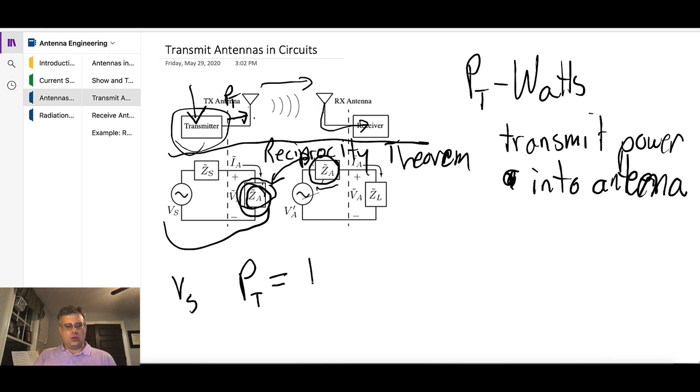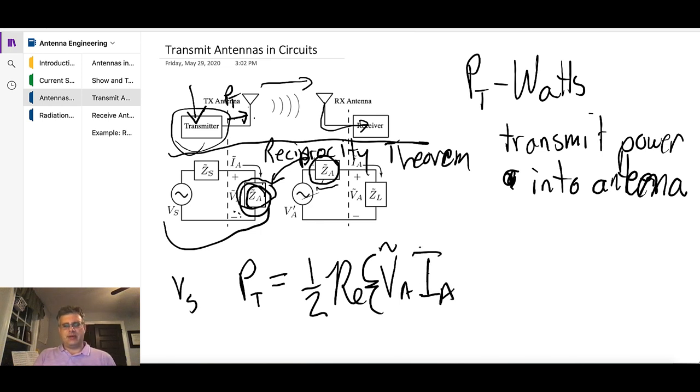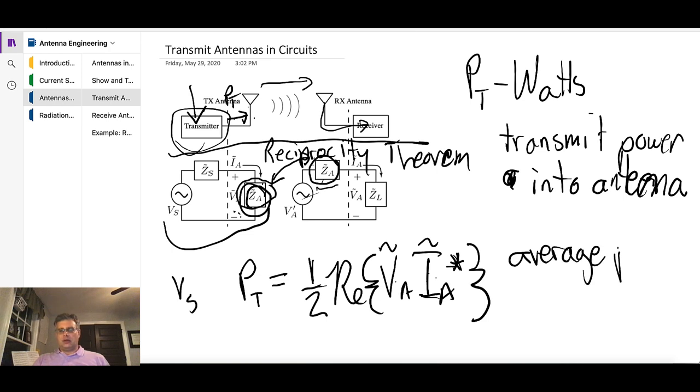P sub T equals 1/2 the real value of my voltage across the antenna in this half over here, and that's going to multiply I sub A complex conjugate. This is basically how we come up with power in the phasor domain. We take the voltage times the current, just like you do in a DC circuit, but we need that complex conjugate there because I can be complex. And we also need the 1/2 there because this is an average power, averaged over one cycle of a sine wave. Remember, we could omit this 1/2 in the DC realm, but not in RF. We deal with average powers.